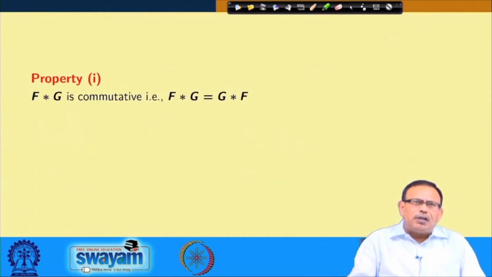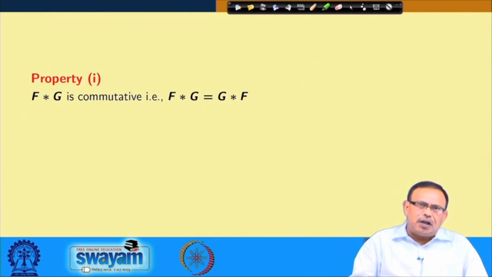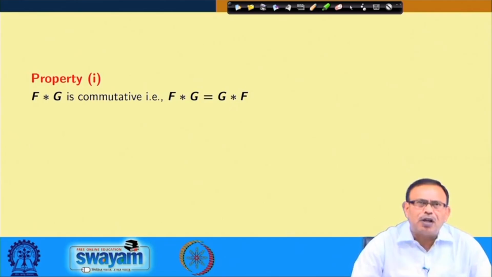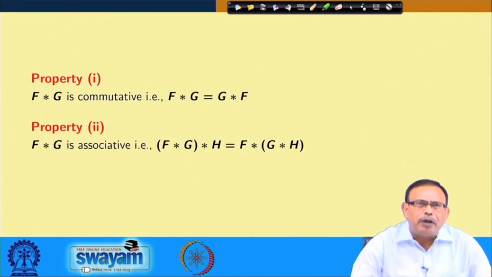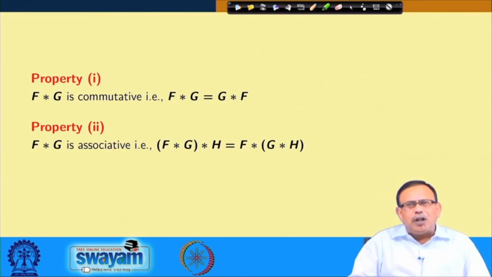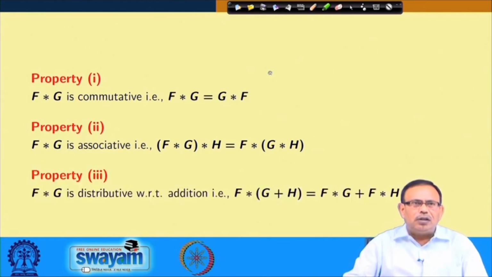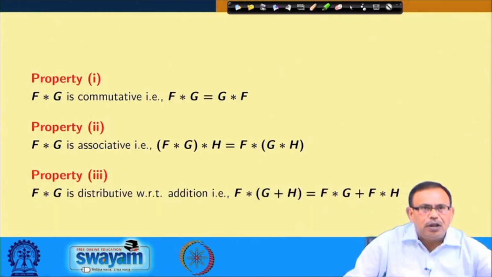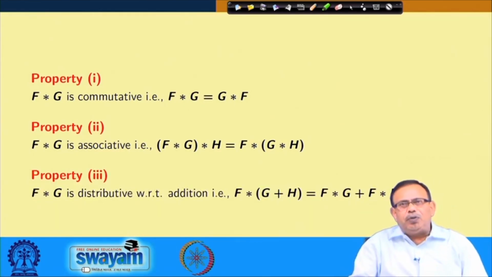It has certain properties which can be proved very easily. Property 1: f star g is commutative, that is, f star g equals g star f. I am not giving the proof because the proofs are simple. Property 2: the convolution of the functions f and g is associative, that is, (f star g) star h equals f star (g star h). And the third one is that f star g is distributive with respect to addition.